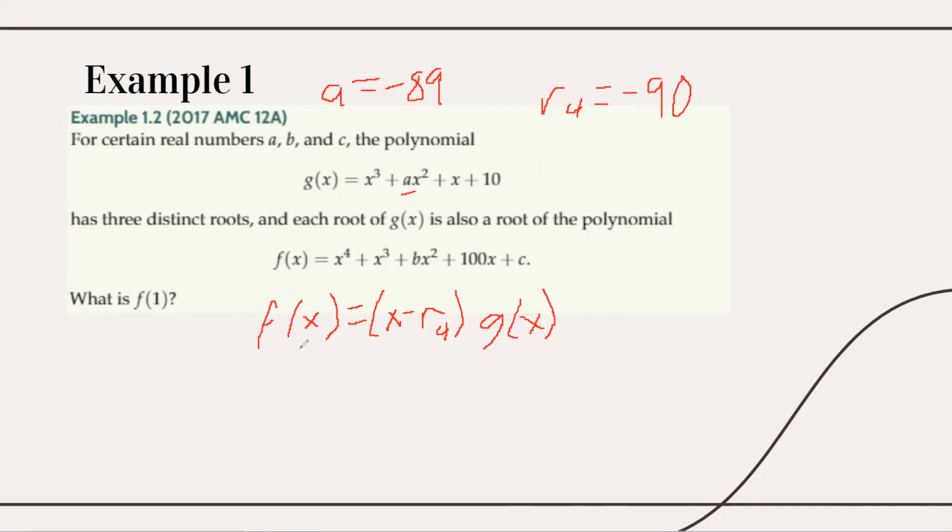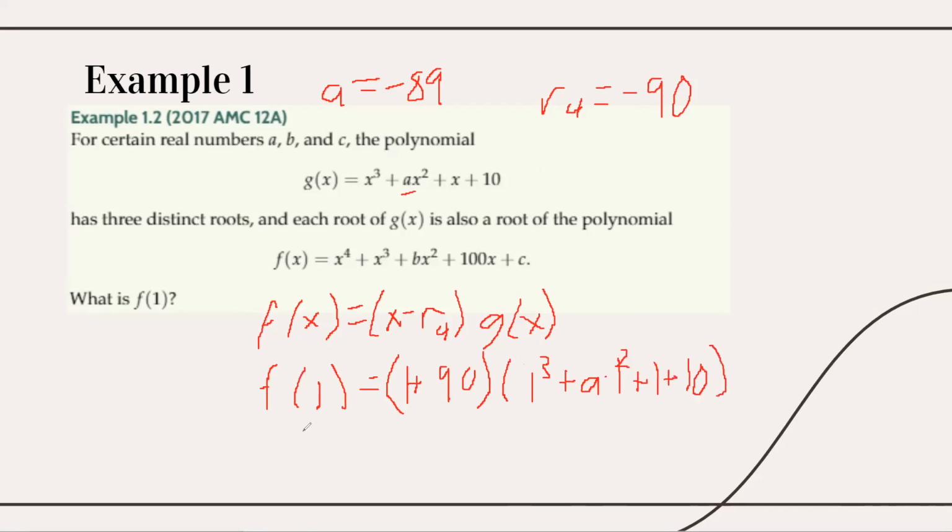Or alternatively, we can just plug in 1 directly for x since we want f of 1. And that will give us 1 plus 90 multiplied by g of 1. And g of 1 is just going to be 1 cubed plus a times 1 squared plus 1 times 1 plus 10. And since we know what a is, we can just evaluate this expression directly, and we will get -7,007, I believe. Okay.